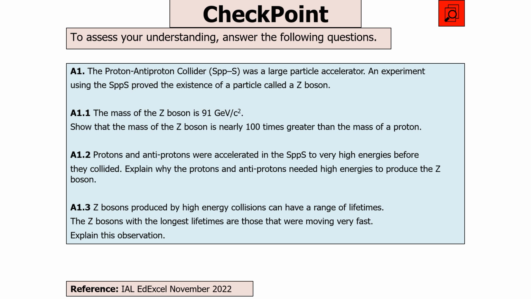And then Z bosons produced by high energy collisions can have a range of lifetimes. The Z bosons with the longest lifetime are those that move very fast. Explain this observation. So pause the video now, then unpause the video when you want to go through your answer.